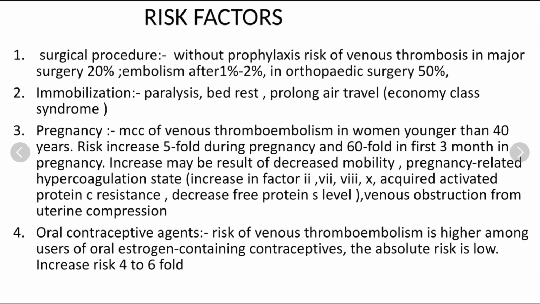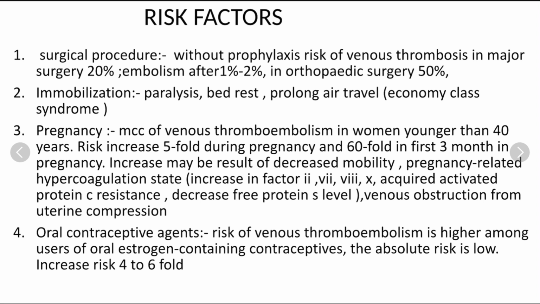Then comes pregnancy. It is the most common cause of venous thromboembolism in women younger than 40 years, and the risk increases five-fold during pregnancy and 60-fold in the first 3 months of pregnancy. The increase may result from decreased mobility, pregnancy-related hypercoagulable state, like increase in factors 7, 8, and 10, acquired activated protein C resistance, decreased free protein S level, and venous obstruction from uterine compression. So these could all be causes of increased risk in pregnancy.